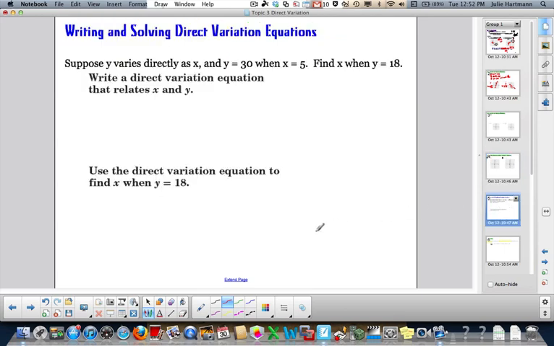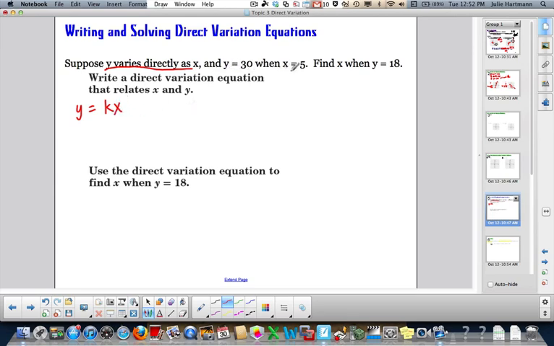The next thing, writing and solving direct variation equations. Okay, now 2 different ways to do this. I'm going to show you when you have to write the direct variation equation, you actually have to find your k value because you need to write the equation. K is part of it. So this is how we do that. We have y varies directly as x. So remember what I said. Whenever you see y varies directly as x, you know that is y equals k times x.